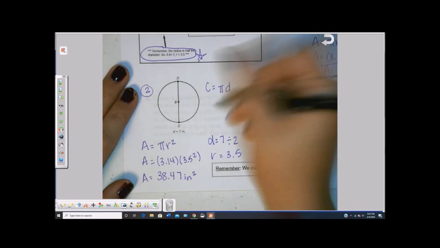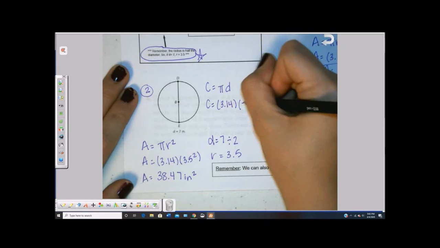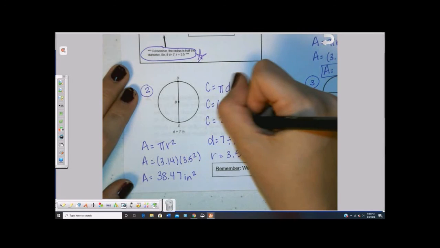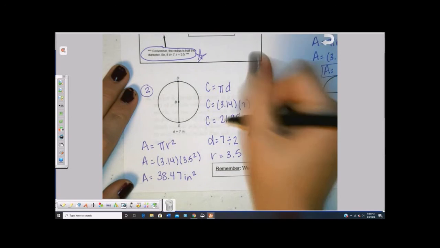Then into circumference, because I have diameter, I can use pi times d. So I'm going to take 3.14 times 7. And when I do this, I get 21.98 inches.